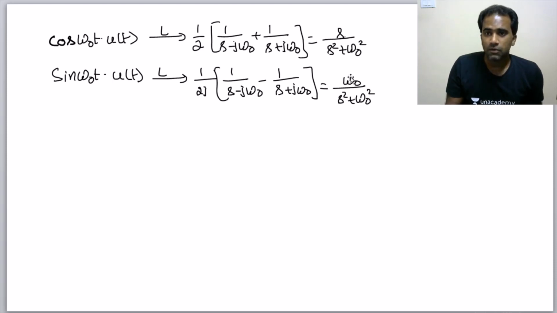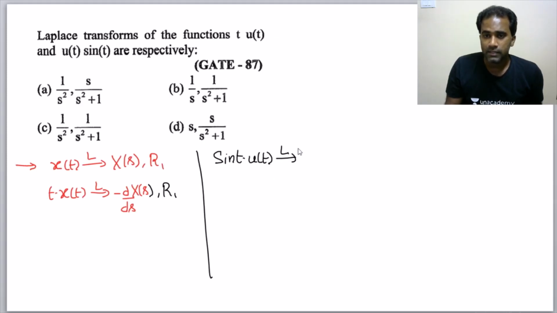Now, let us apply this formula: omega naught by s square plus omega naught square. Omega naught is nothing but the angular frequency of the sinusoidal signal. In place of omega naught, we are having 1. So it is 1 divided by s square plus 1. So the Laplace transform of sin omega naught t into u of t, that is sin t into u of t, is 1 by s square plus 1.